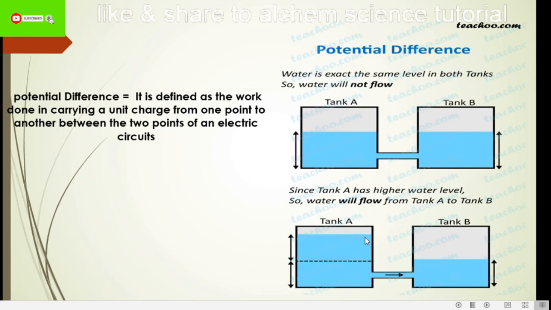So this is all about the potential difference. Whenever electrical flow takes place from higher potential to lower potential, it is called potential difference. And the physical quantity by which electrical current is transferred from one place to another place is called potential difference. Potential difference is responsible for the flow of charge.